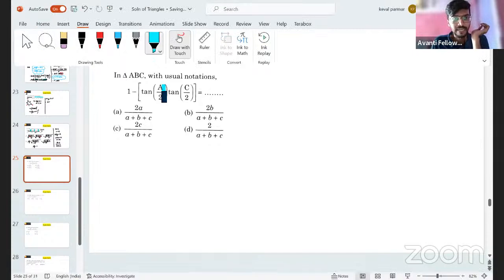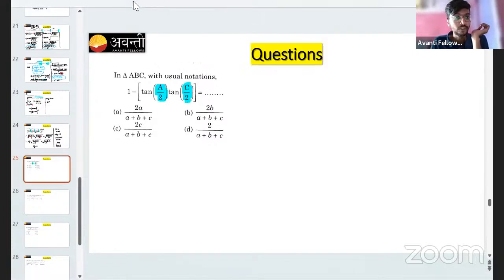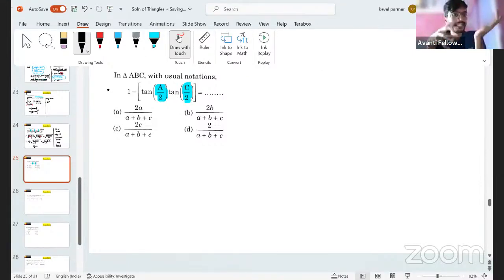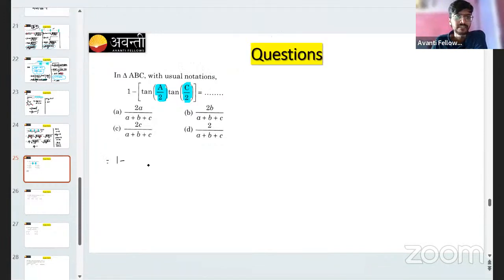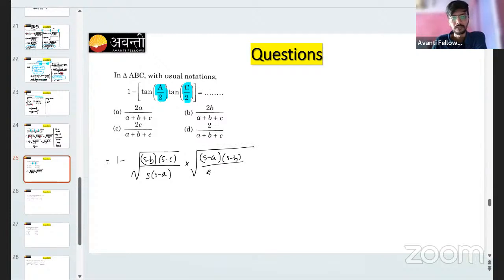I see half angle, and in the options you can clearly see there are only sides. That means I need to eliminate tan A by 2, tan C by 2, and the half angle. So we can simply use the half angle formula. I'll get 1 minus tan A by 2 tan C by 2. What is the half angle formula for tan A by 2? Under root of (s minus b)(s minus c) upon s(s minus a). And what is tan C by 2? Under root of (s minus a)(s minus b) upon s(s minus c).